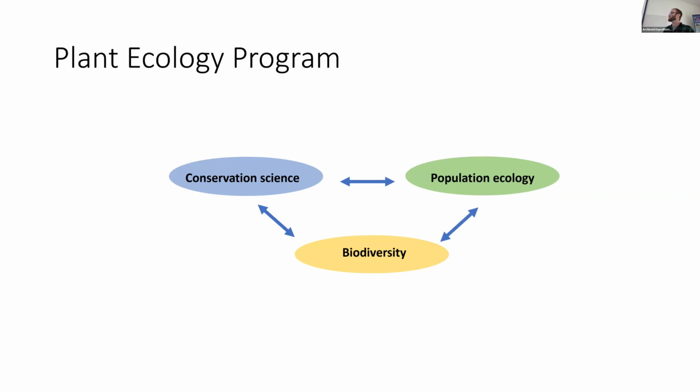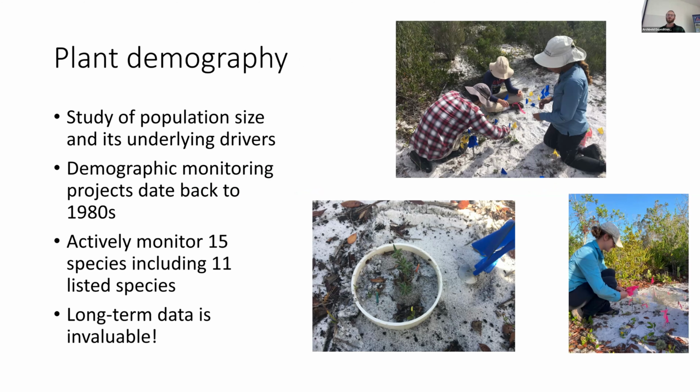And a lot of the projects that we work on really cut across these different categories, of course. And most of this work does take place in the scrub and the Lake Wales Ridge in general, although not every single project. And the core of what we do in plant ecology is plant demography. So this is essentially the study of population size, structure, and the underlying drivers. Many of our demographic monitoring projects date back to the 1980s, using many of the same tools that we use today, which are essentially flags, tags, toothpicks, and the occasional PVC.